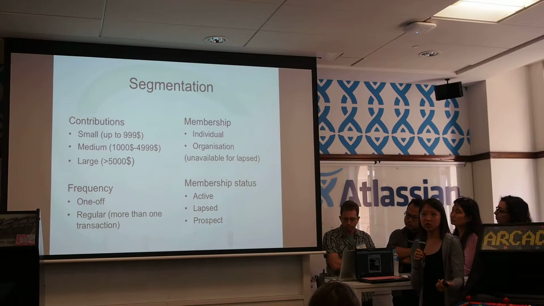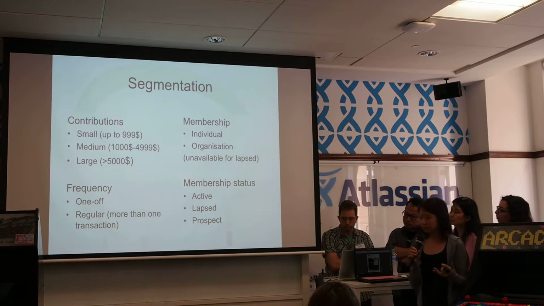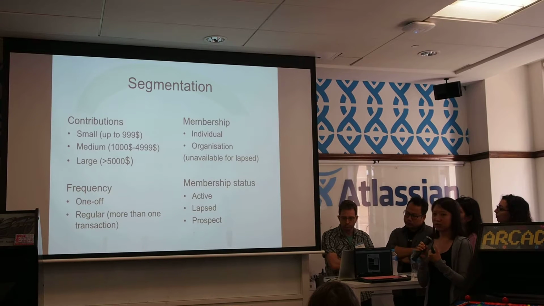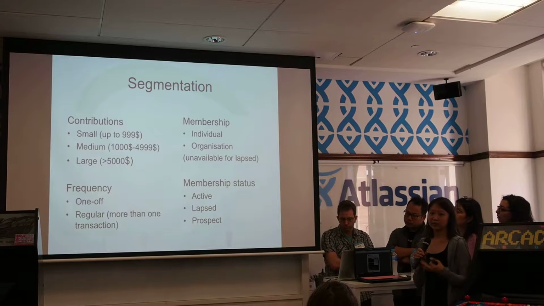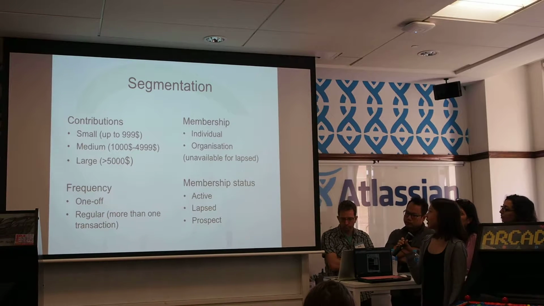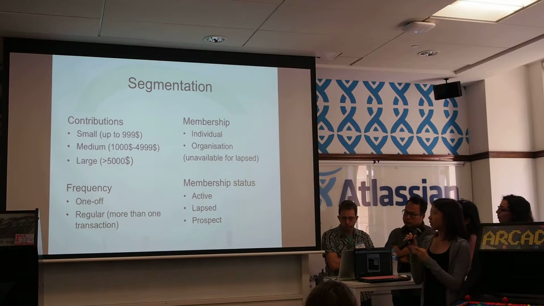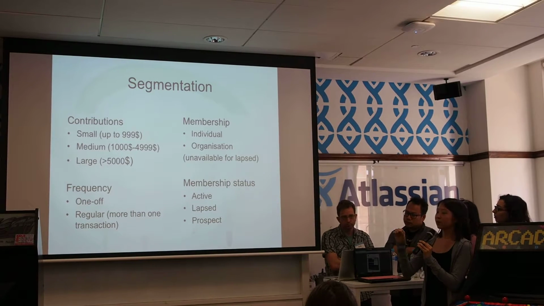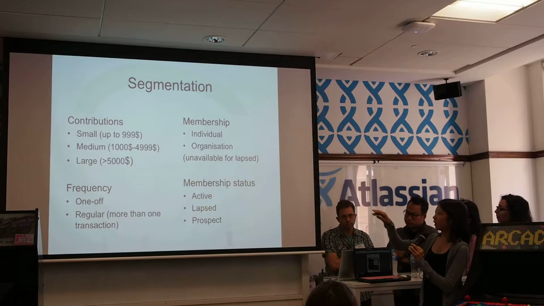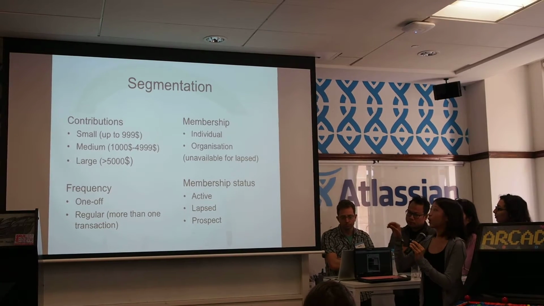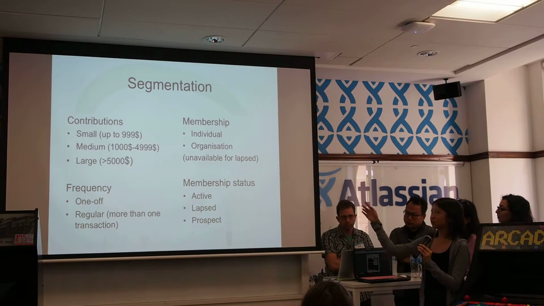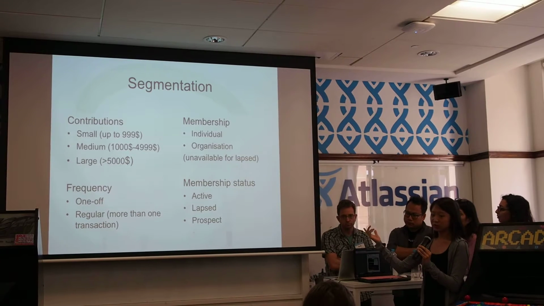It can be once-off donations, or some people are making regular donations. And also the membership status, whether they are an active member, a lapsed member, or a prospect, which means that they're not a member yet. We've segmented the data such that each person belongs to a unique combination of these 4 categories. So based on your need, you can always use any combination of these 4 categories to have a mutually exclusive segmentation.